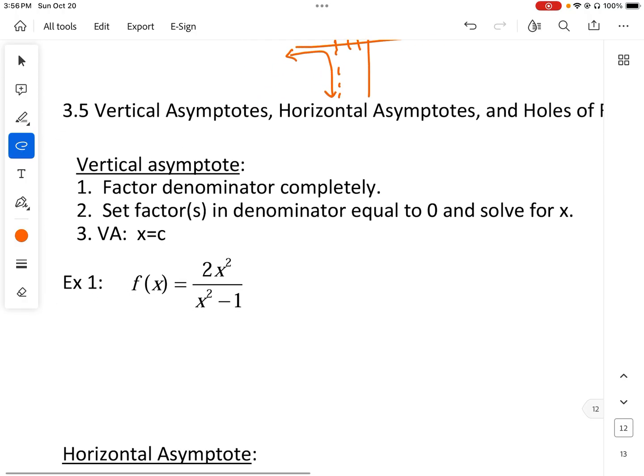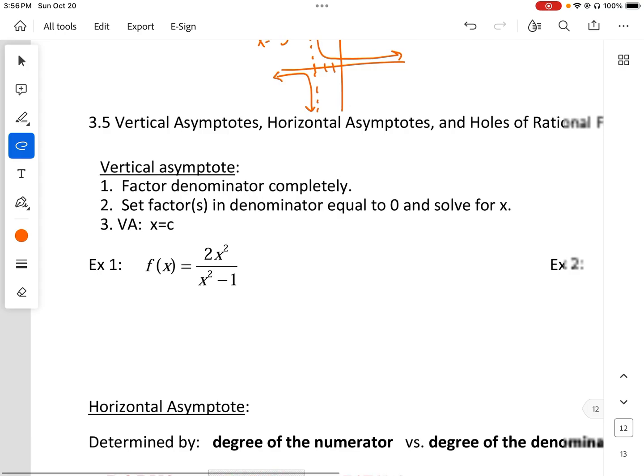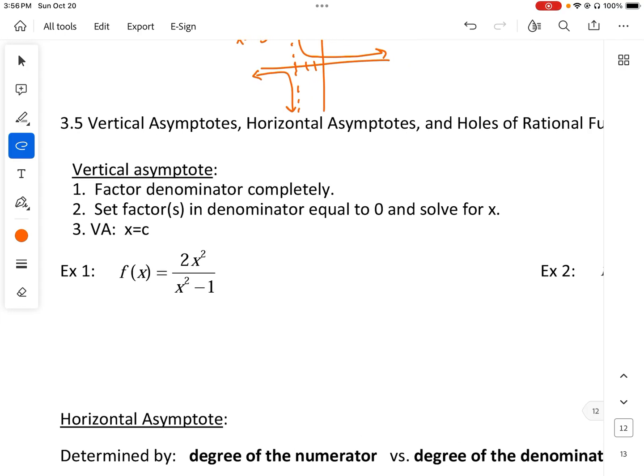So let's do our first one. So let's look at our denominator. We'll leave the top. So this would be x plus 1, x minus 1, because that's the difference of squares. So our vertical asymptotes are at x equals -1 and at x equals 1.